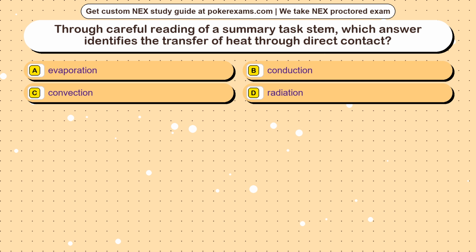Question 25. Through careful reading of a summary task stem, which answer identifies the transfer of heat through direct contact? Option A, evaporation. Option B, conduction. Option C, convection. Option D, radiation.